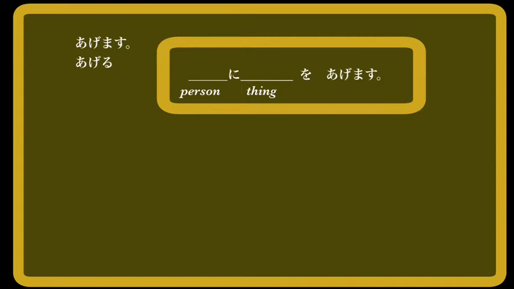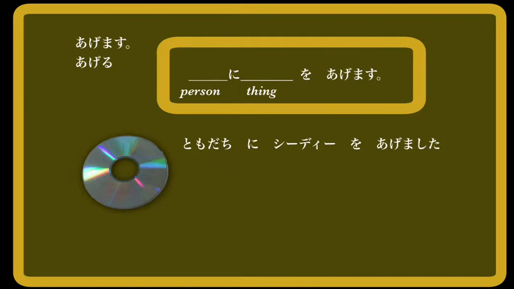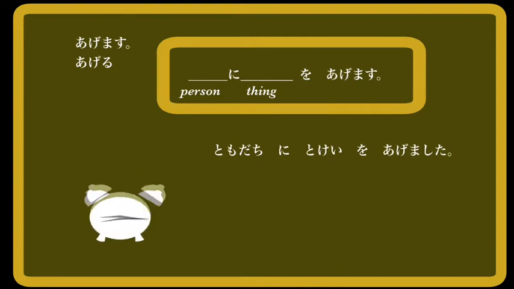If we want to add the person in to say who we gave it to, we would follow the person with ni, indicating that direction, or to the person. Tomodachi is the Japanese word for friend. Tomodachi ni, to my friend. CD, being a CD. CD o agemashita. I gave my friend a CD. Tomodachi ni CD o agemashita. So you have the person ni, the thing o, and agemasu to give.